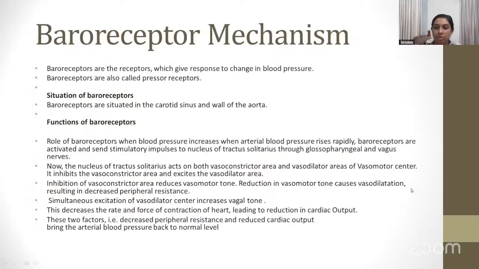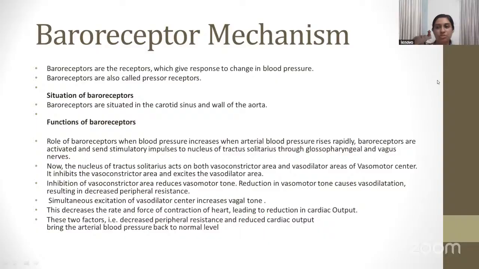So, coming to the baroreceptor mechanism. Baroreceptors means what? The receptors which are sensing the pressure differences. There are chemoreceptors and baroreceptors which are controlling the blood pressure. Here we are going to learn in detail about the baroreceptor mechanism. Baroreceptor means something related to pressure, which gives response to change in blood pressure. They are also called pressure receptors. And what is the location of the baroreceptors? They are situated in the carotid sinus as well as in the wall of the aorta.